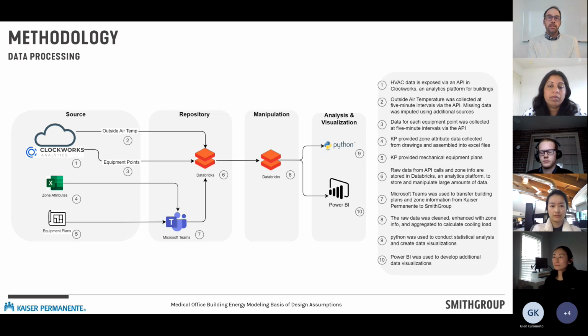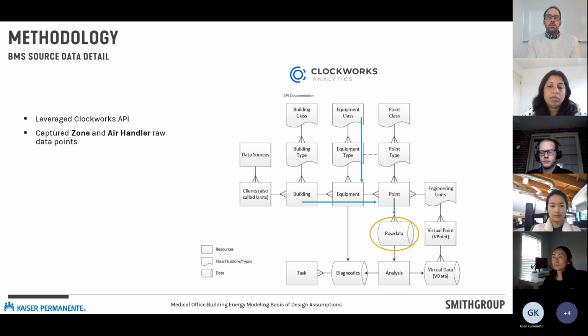Moving on to the next slide. This shows in more detail the Clockworks Analytics API, and that diagram is taken directly from their documentation. So using this, we were able to select the equipment classes that we wanted, the zones and the AHUs, and then also select the buildings to ultimately get to those individual points, and finally to that raw data, which is the basis for all of our actual load calculations.